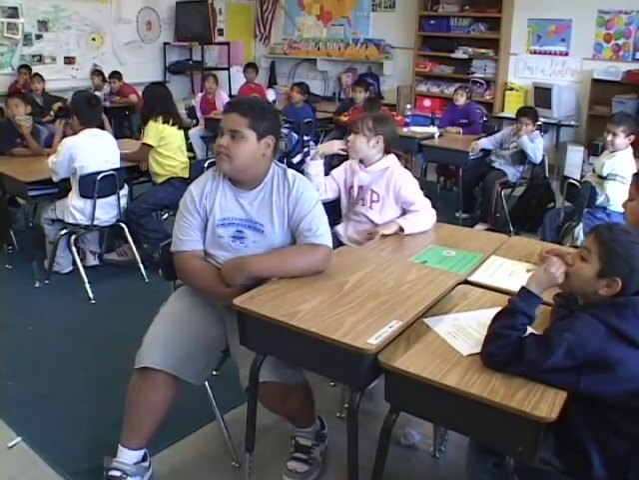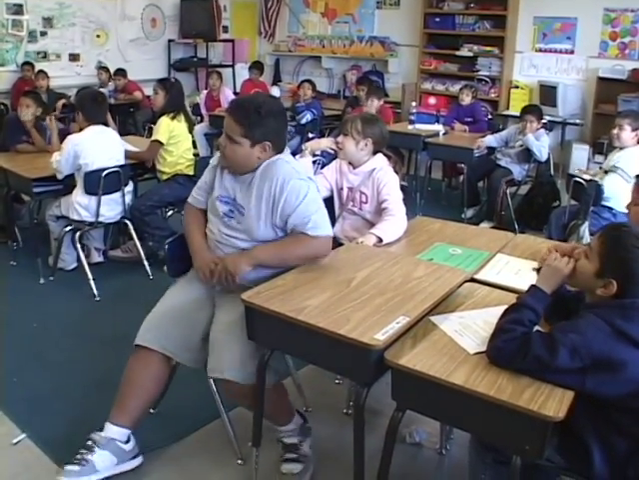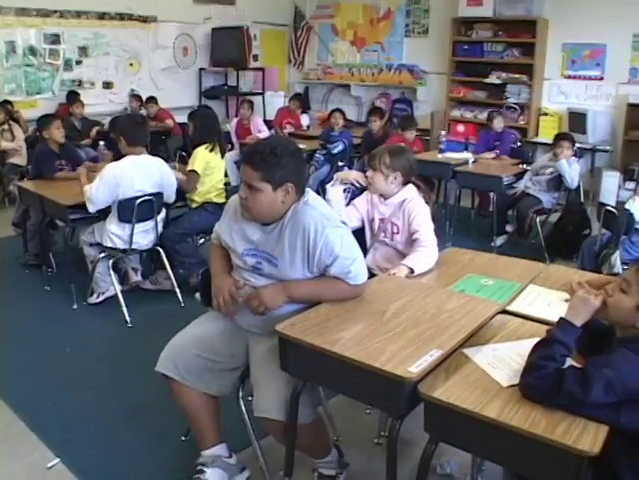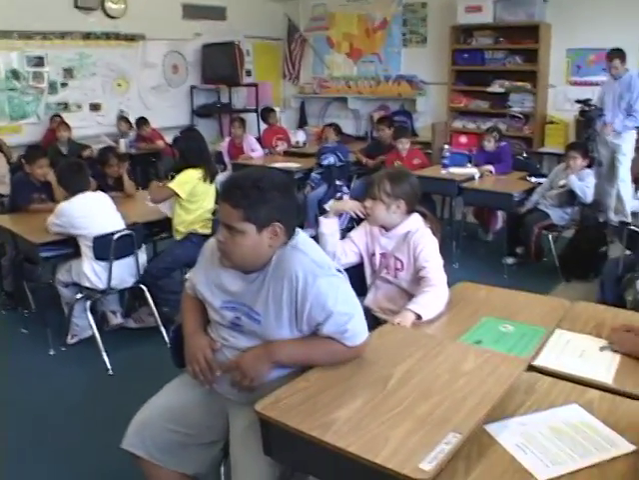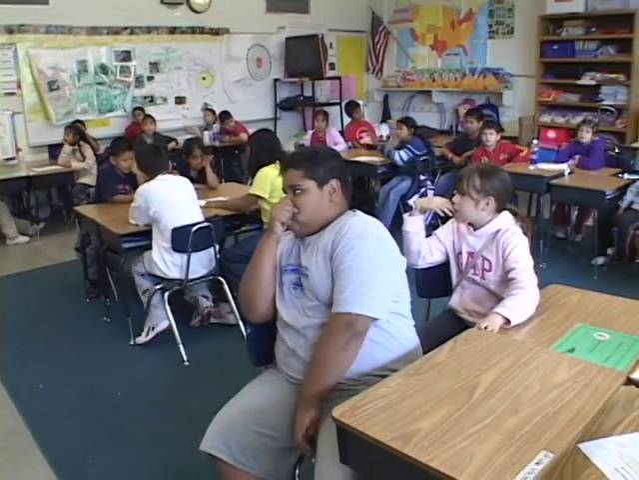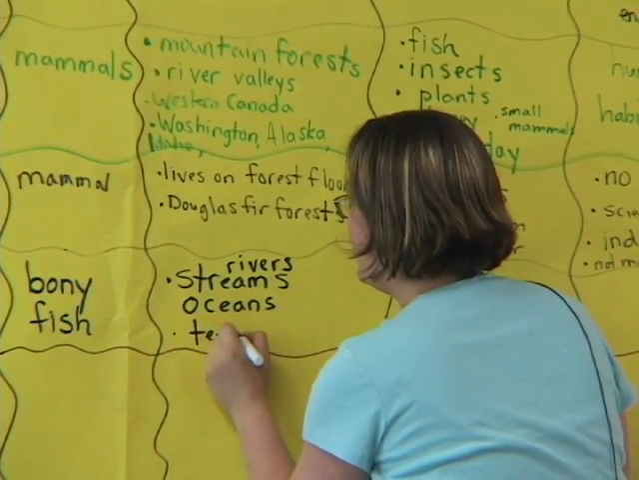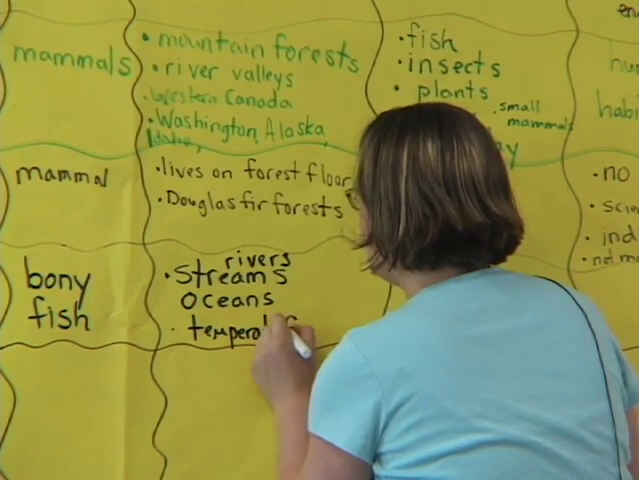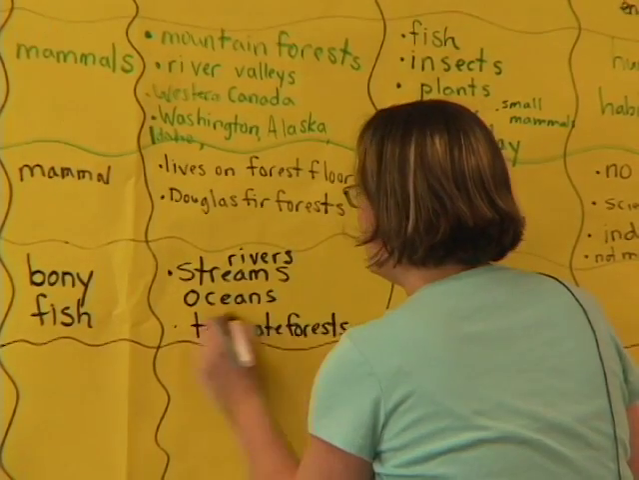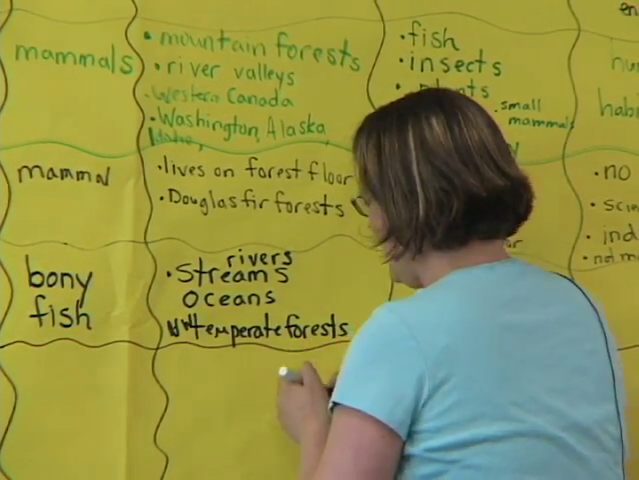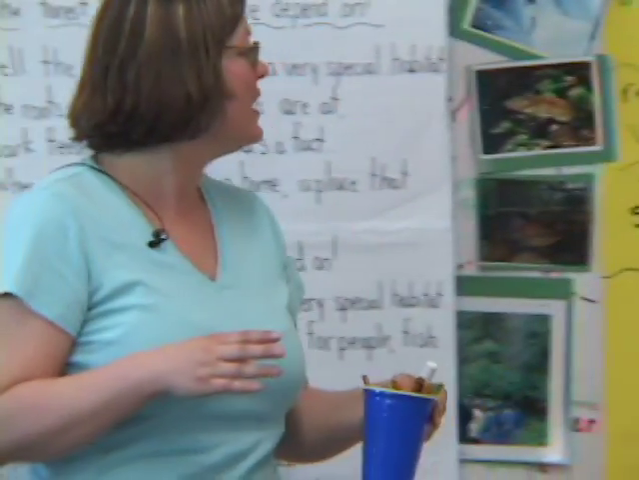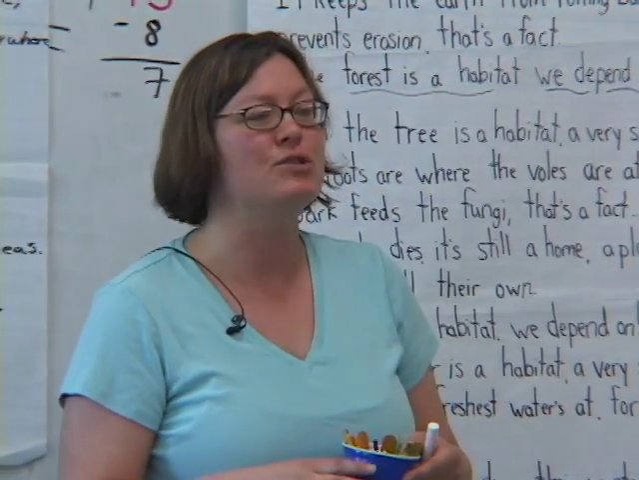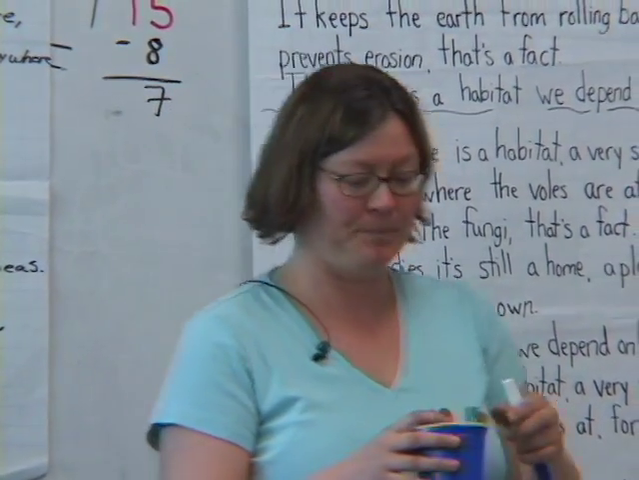Also, I'm going to go ahead and just put it up here. We've been doing temperate forests. Remember, these are all temperate forest animals we've been studying. So, rivers, you're right. But also, we want to put up here, they live in temperate forests, northwest temperate forests. Okay, our next question is, what is a sockeye salmon's food source? What does it eat? Heads together.